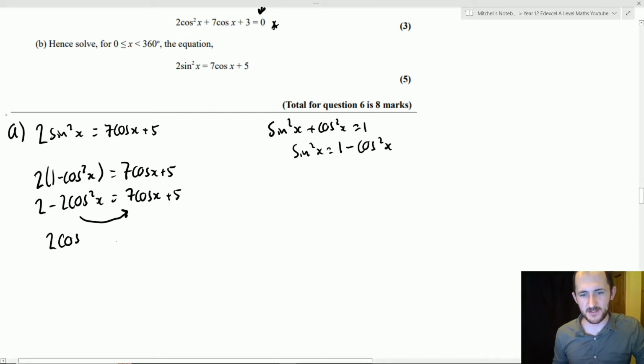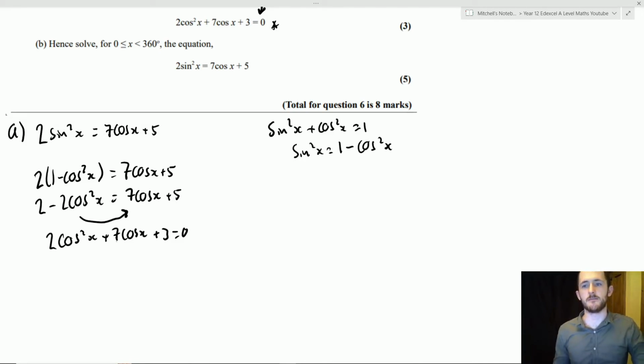And if we move this over to the other side, this becomes positive 2 cos squared x. There's nothing that affects the 7 cos x. And then we have 5 minus 2, which is 3. Which, if we have a look, is our answer here. 3 marks, all done. You get a mark for the substitution, a mark for expanding the brackets, and a mark for rearranging. Pretty standard marking scheme there.